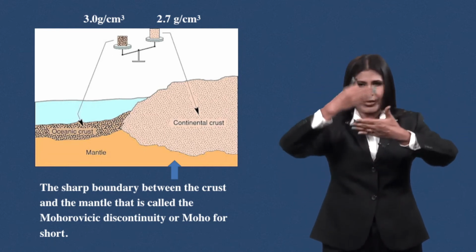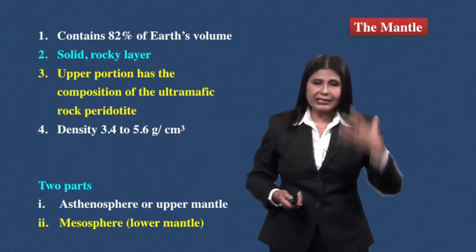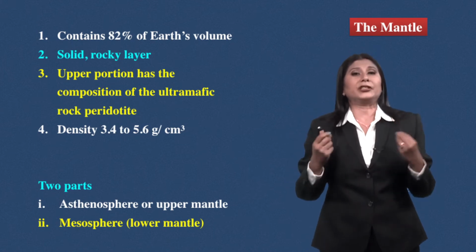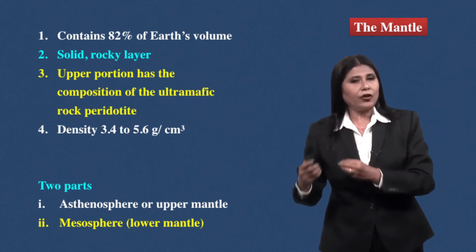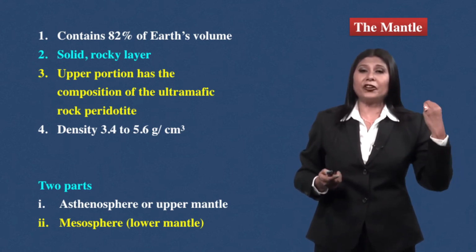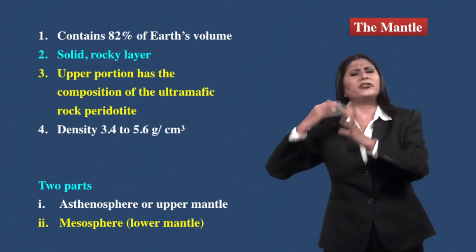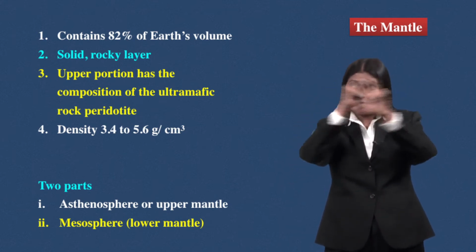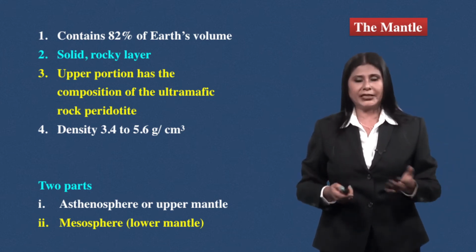So, it does not gradually change. And then the next layer, mantle, contains 82% of the earth's volume, the largest. It is a solid and rocky layer. The upper portion has the composition of the ultramafic rock peridotite. Ultramafic means rock which is very rich in iron. So, the upper portion has peridotite, which makes it very interesting, we will see afterward.